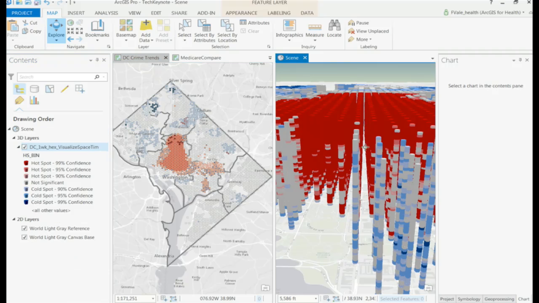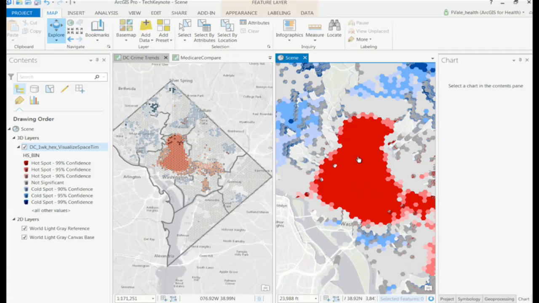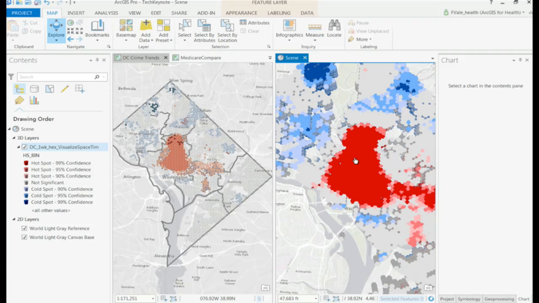And so with our 2D and 3D maps and with our different chart types, we can start to understand these patterns. And this is not the end. Data exploration is just the first step. It's the first step in any spatial analysis, getting to know your data. And once you get to know your data, then you can really fine-tune your analysis question.